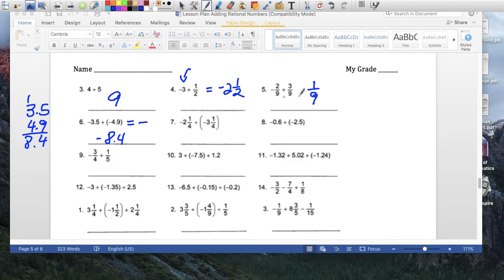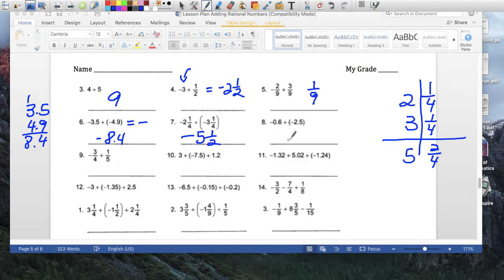Again, here both are negative, so let me, you know what? I like doing it this way. I separate my fractions from my whole numbers. So 1/4 plus 1/4, right? So let me just put negative. And 1/4 plus 1/4 is just 2/4. 2 plus 3 is 5, and 5 and 2/4. So if you like to simplify, you can write 5.5, so negative 5.5.